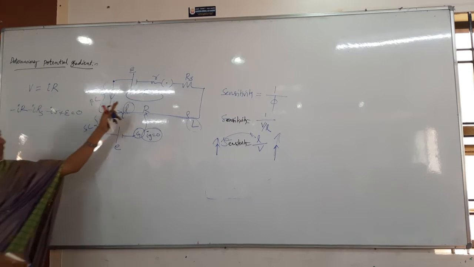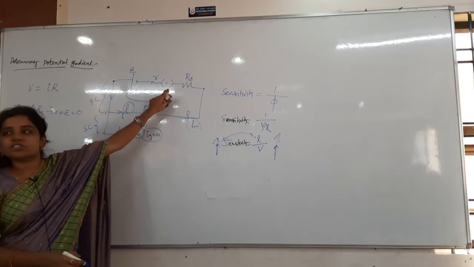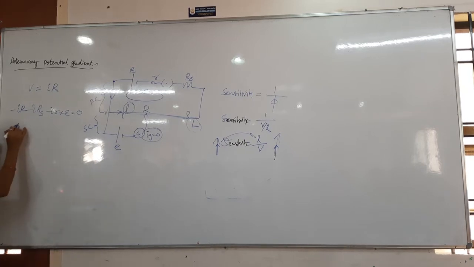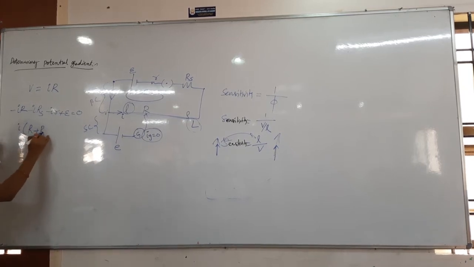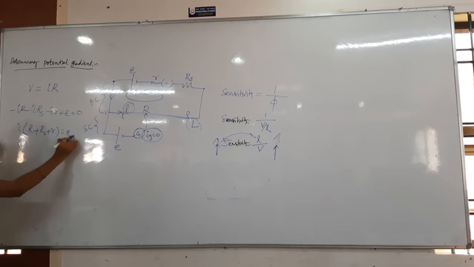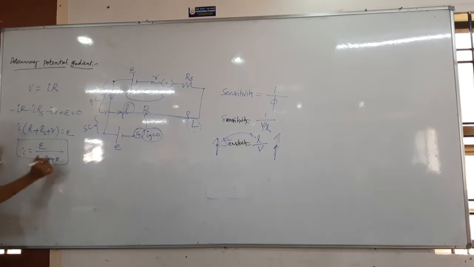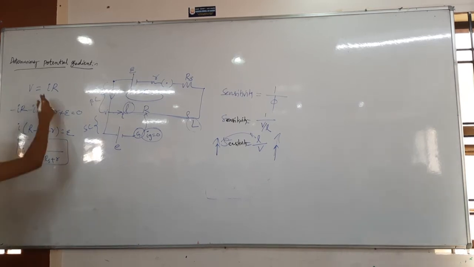And what is this one here? Switch. That is a switch key. Now here I is common. I will take I as common. I into R plus Rs plus small r is equal to E. Then I is equal to E by R plus Rs plus small r. This is the current value we got, the net EMF by net resistance. Now in that again you have to substitute in this formula.